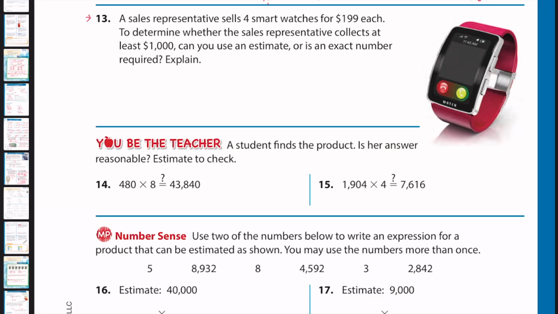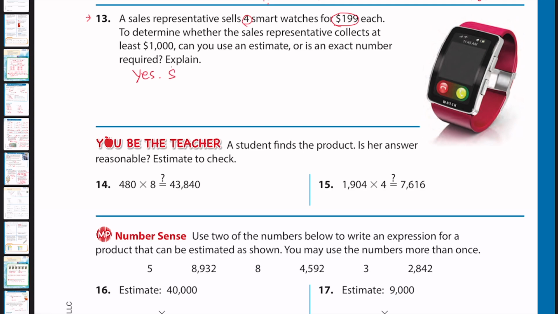Okay, number 13. A sales representative sells 4 smart watches for $199 each. To determine whether the sales representative collects at least $1,000, can you use an estimate or is an exact number required? Explain. Do you think you need to find the exact number, 4 times 199, to find if this sales rep made $1,000 or not? I don't think so, right? So the answer is, you can use the estimate. So I'm going to say yes.